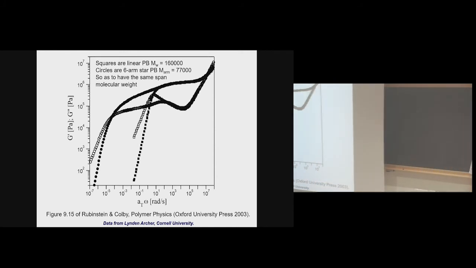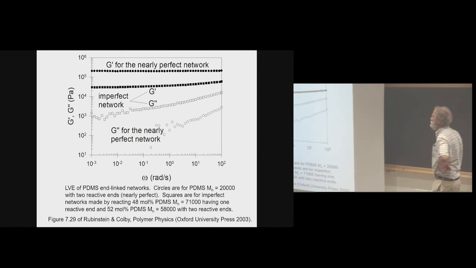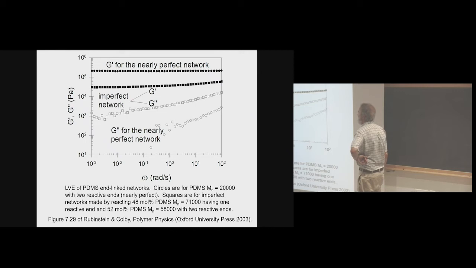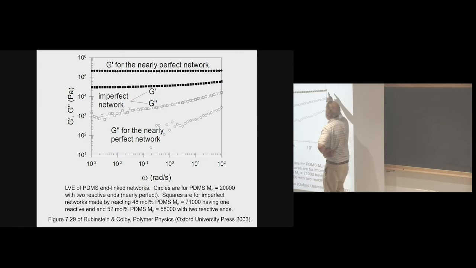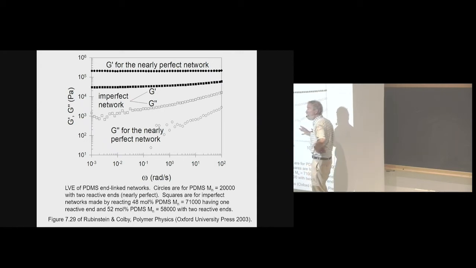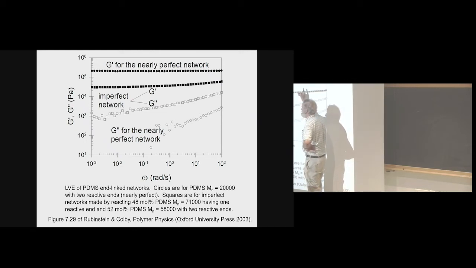Then my last oscillatory shear pattern matching has to do with networks. So here we compare a nearly perfect network where we're end-linking polydimethylsiloxane, and the nearly perfect network has G prime almost independent of frequency, and G double prime, of course, very, very low. Those two statements go hand in hand, right? If G double prime is way below G prime, it means the phase angle is almost zero. And that's why the data get noisy at the end. I can't resolve the phase angle anymore with enough precision. So you can never get G double prime 4 orders of magnitude below G prime because you can't resolve the phase angle that close to zero.